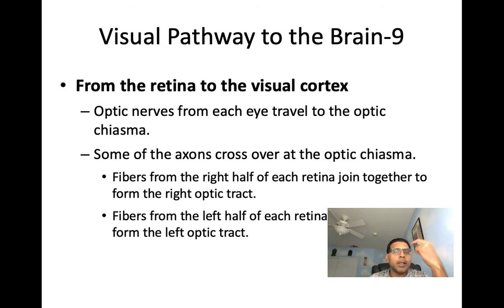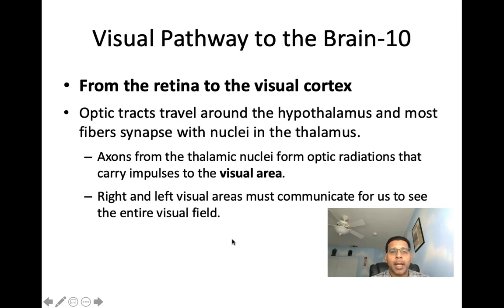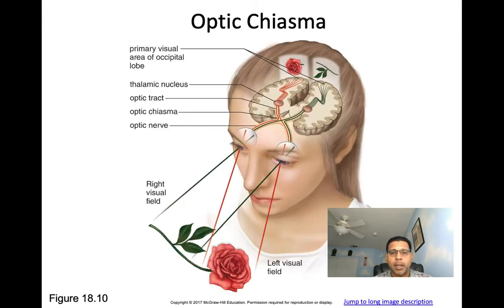This eye has got its optic nerve here. The fibers are making their way back towards the optic chiasma, and some of those fibers are going to cross over while others will continue on the same side. So we'll look at that in a few seconds. So you can see that here, fibers from the right half of each retina join together to form the right optic tract. And then fibers from the left half of each retina join together to form the left optic tract. So let's actually look at that right inside of here.